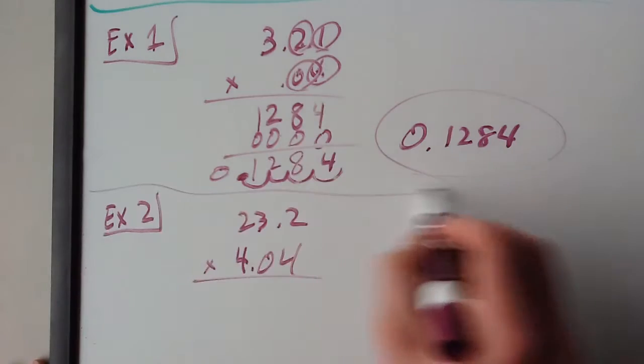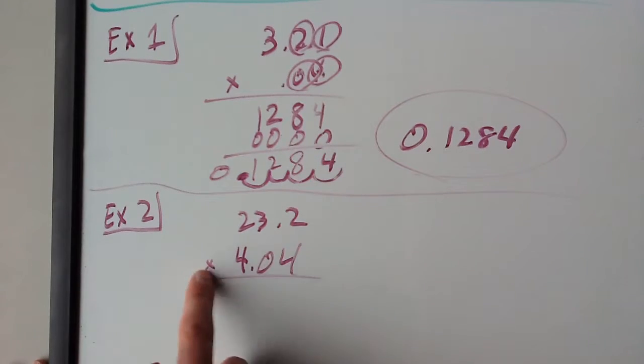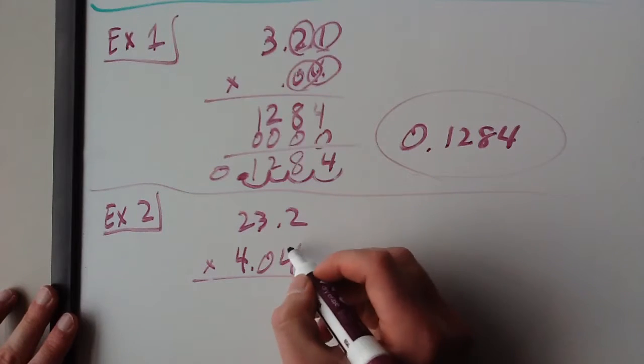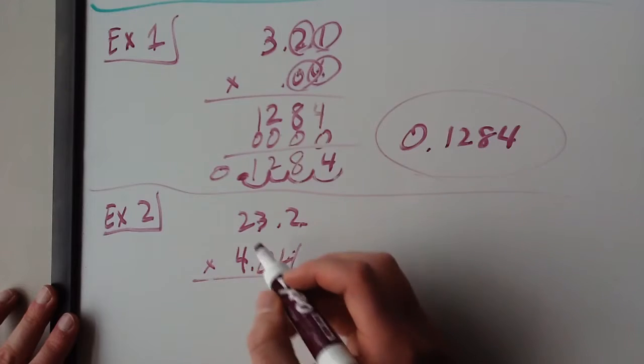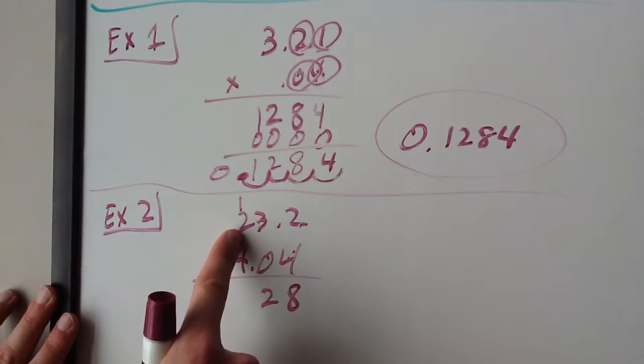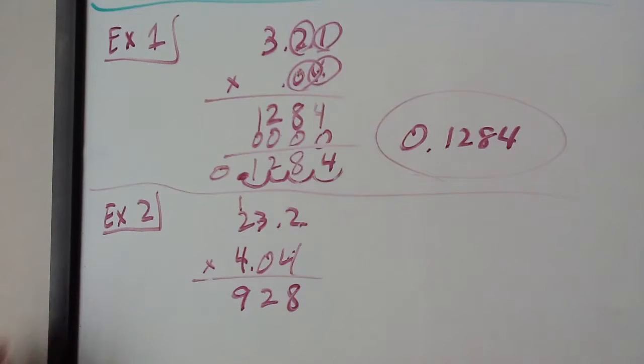Example number 2. I have 23 and 2/10 times 4 and 4 hundredths. Multiply as normal. Ignore the decimals right now and multiply as normal. 4 times 2 is 8. 4 times 3 is 12. Put the 2 and carry the 1. 4 times 2 is 8, plus 1 is 9.